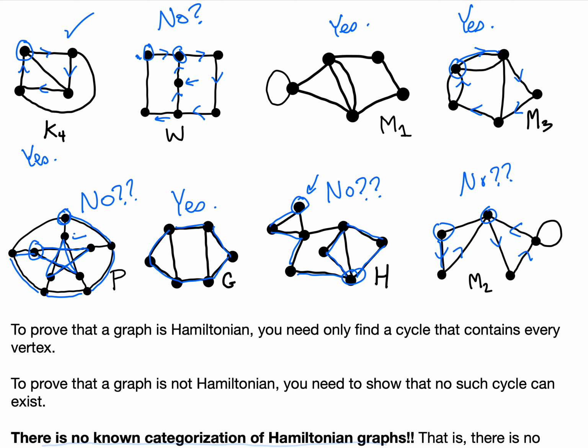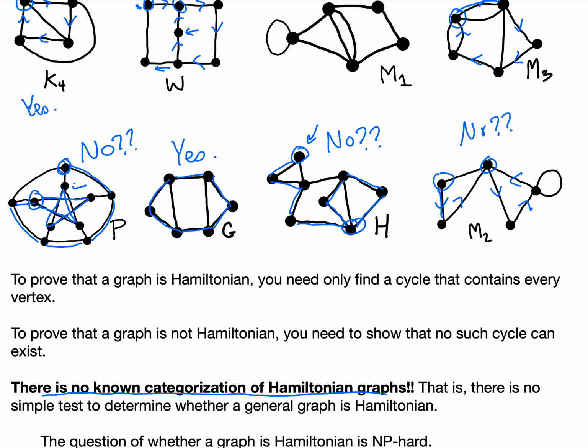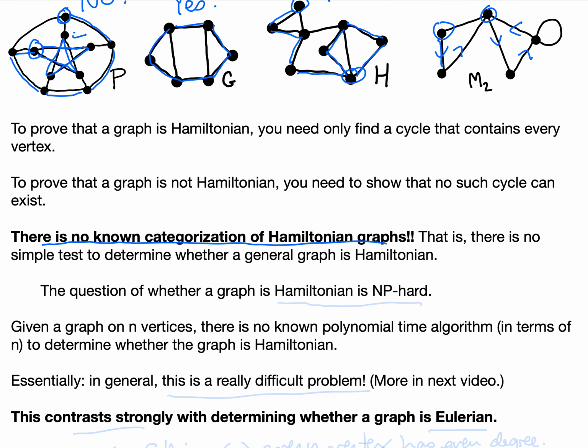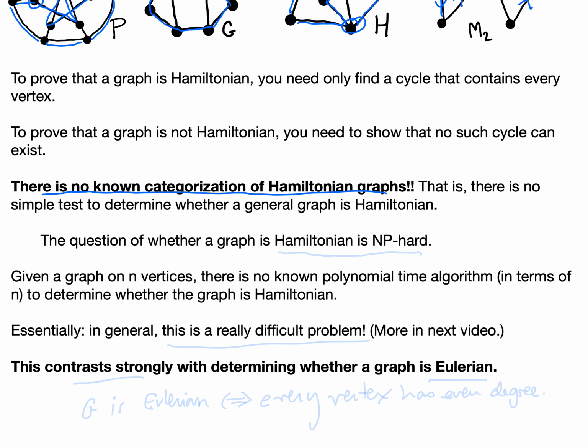So I also asked you to think about any conjectures about which graphs would be Hamiltonian and which ones would not. And there certainly are certain classes of graphs that you can say are Hamiltonian and other classes of graphs that you can say are not Hamiltonian. However, there is no one characterization of Hamiltonian graphs. That is, given a general graph, there is no one simple test to determine whether or not that graph is Hamiltonian. And in fact, this is a very famous problem that's in the class of NP-hard problems. Also happens to be NP-complete.